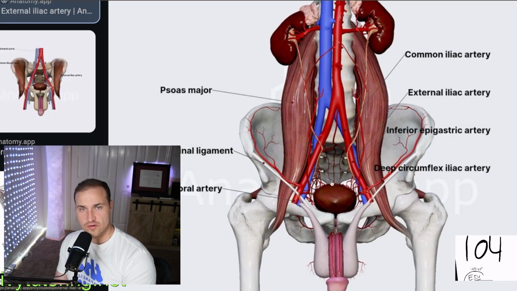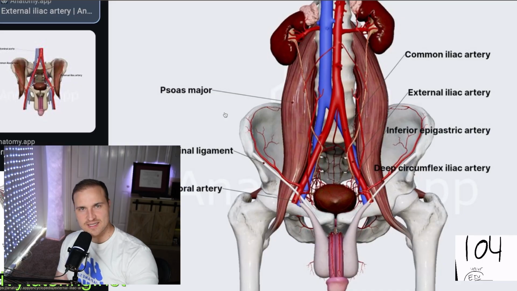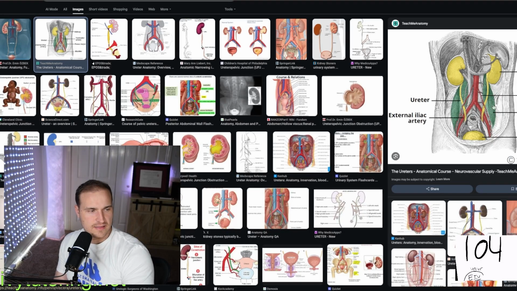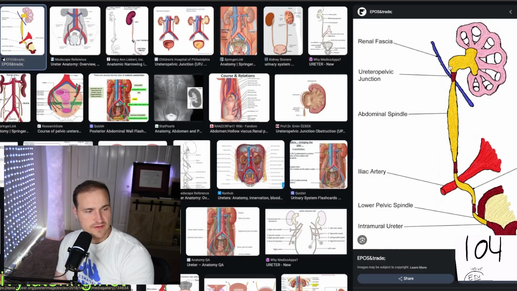There's the uteropelvic junction. That's where the renal pelvis meets the ureter. There's the pelvic brim. That's where the ureter crosses the external iliac vessels. So, your renal pelvis, ureters, bladder, ureter, external iliac, psoas major. Just trying to show this from different angles. Uteropelvic junction right here, iliac artery right here. That's a good little drawing.